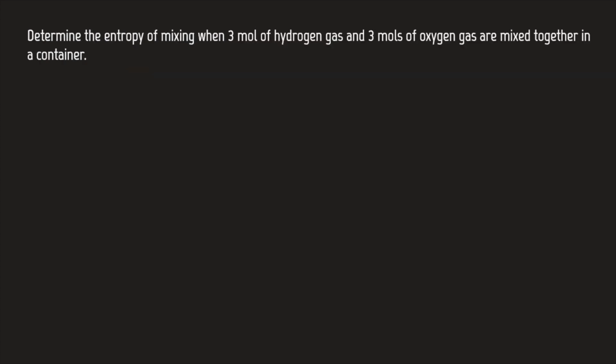Right, let's move on to the third question. Determine the entropy of mixing when 3 mole of hydrogen gas and 3 mole of oxygen gas are mixed together in a container. So what we are going to do now is find delta S mix, which is equivalent to negative nR, the summation of mole fraction times ln mole fraction.